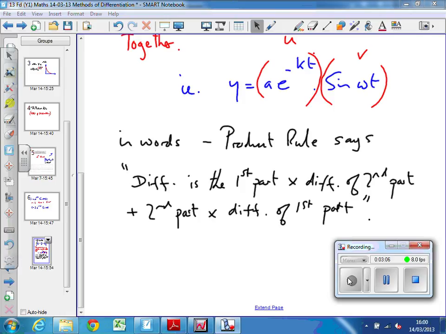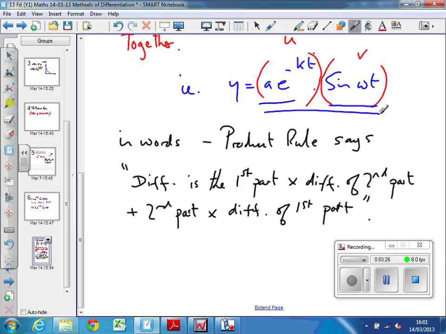So let's look back at the example that we were looking at a minute ago for the spring and see if we could apply this product rule to do it, because this is an example where we need to use the product rule. We've got one function, the exponential function, multiplied by another, the sine function. So this is a classic example of where the product rule is required.